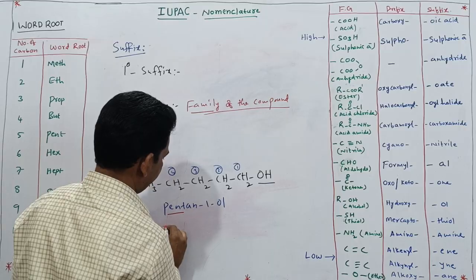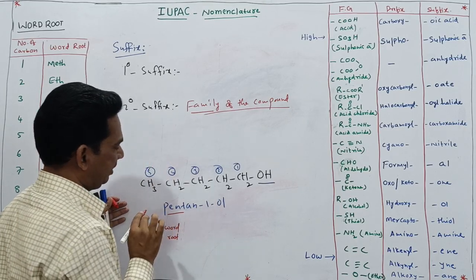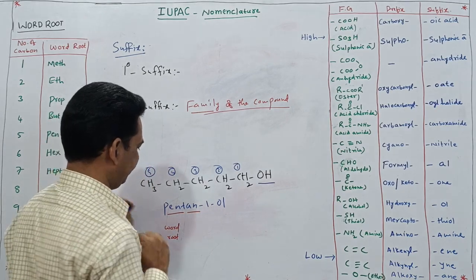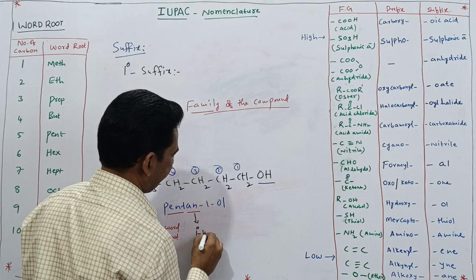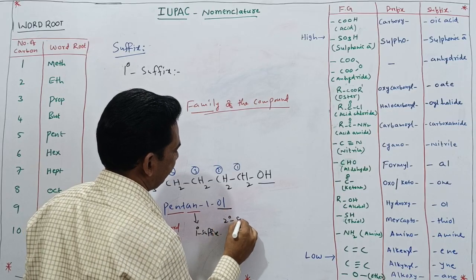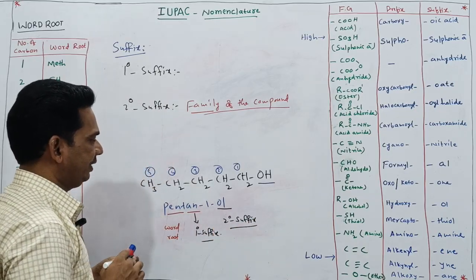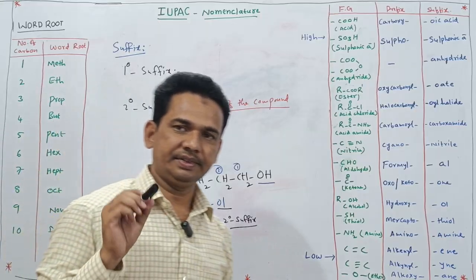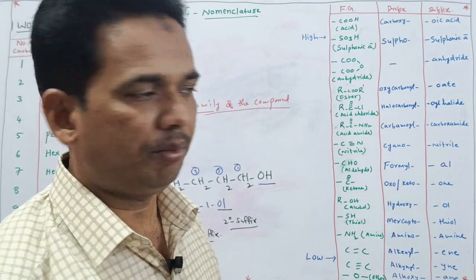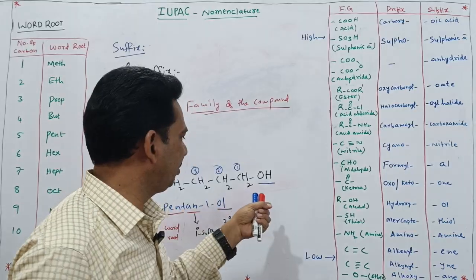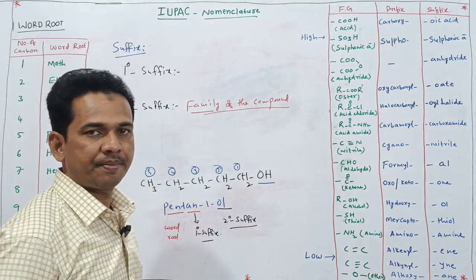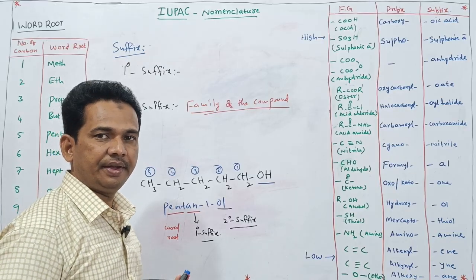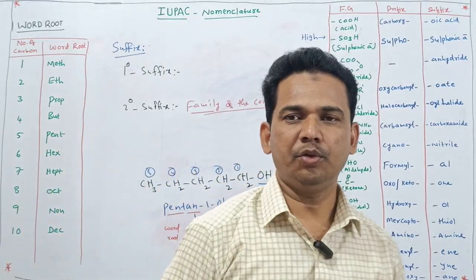Now you see, pent is the word root. In this there is no primary prefix. Then ane is the primary suffix. Ol is the secondary suffix. The secondary suffix ol always tells that this compound belongs to the alcohol family. That's why I told you the secondary suffix always tells about the family of that particular compound. Previously I gave the example for the acid, and now I am giving the example for the alcohol. This is pentanol. Ol means it belongs to the alcoholic group. This is called the secondary suffix. Okay, next we will go for the rules of IUPAC nomenclature.